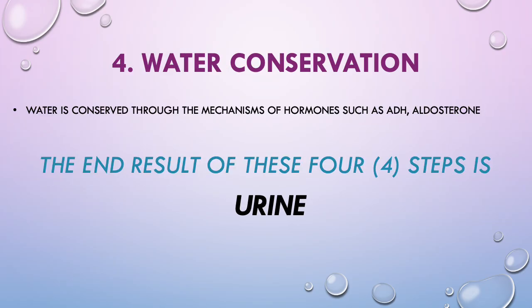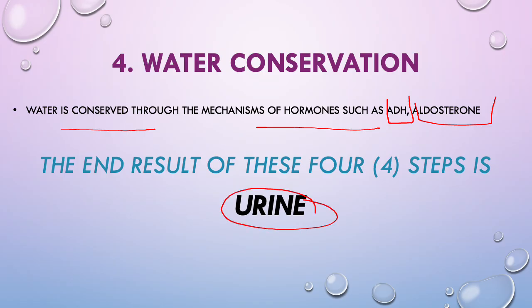The water needs to be conserved, okay? Water is conserved through all these mechanisms that we have talked about, such as antidiuretic hormone and aldosterone, okay? The end result of these processes is going to create urine, okay?